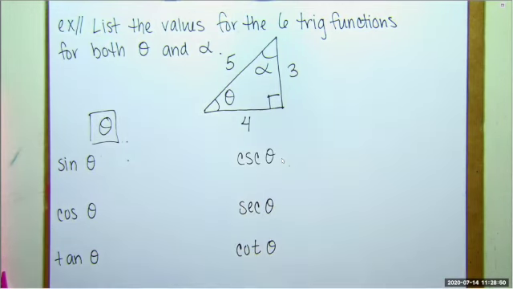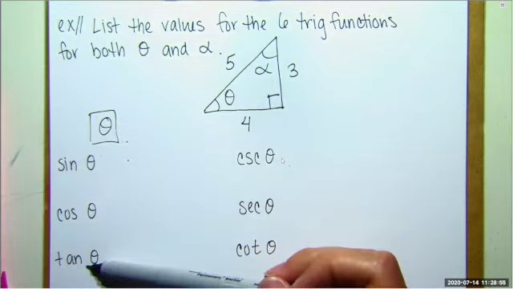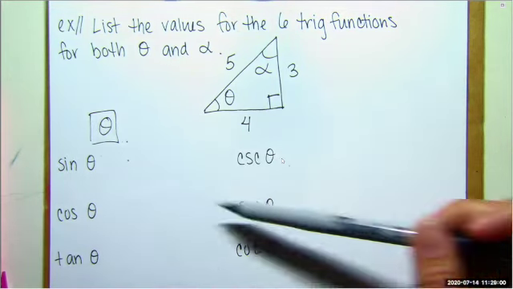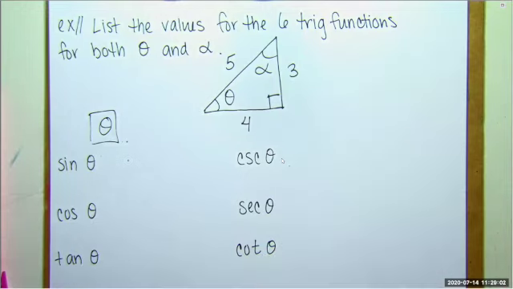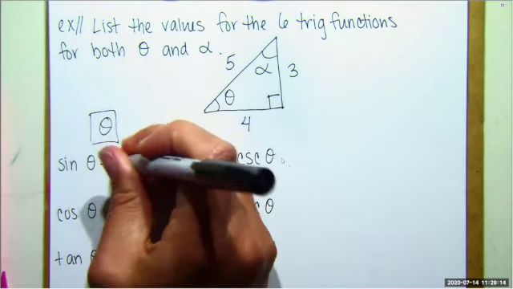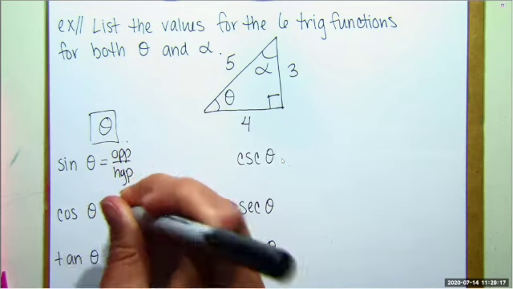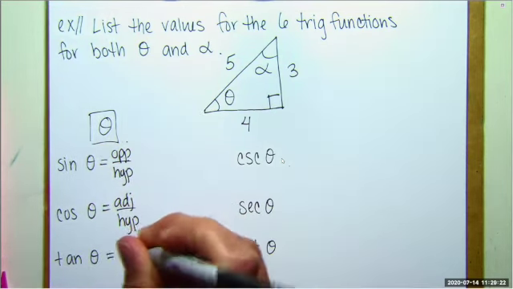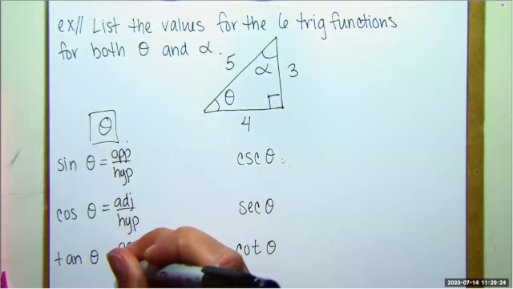Usually when I'm doing problems like this, I like to line them up in this order on purpose: sine, cosine, and tangent, and then I line up the reciprocals. The reciprocal of sine is cosecant, the reciprocal of cosine is secant, the reciprocal of tangent is cotangent. All right, so first thing we want to think is SOHCAHTOA. That tells us how to find all of these values. Sine is opposite over hypotenuse. Cosine is adjacent over hypotenuse. And tangent is opposite over adjacent.